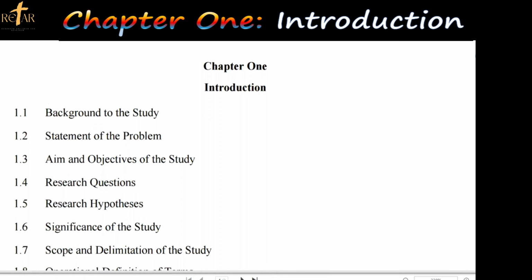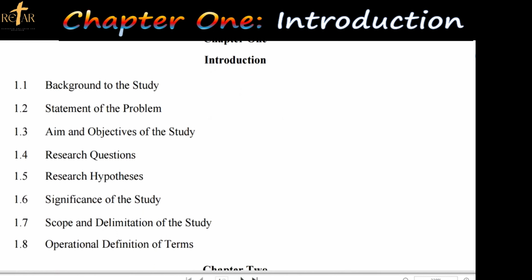So chapter 1 will cover practically what we mean by the background to the study, the statement of the problem, the aim and objectives of the study, research questions, research hypotheses, significance of the study, scope and delimitation of the study, which you may have as limitation of the study. Then we have the operational definition of terms.